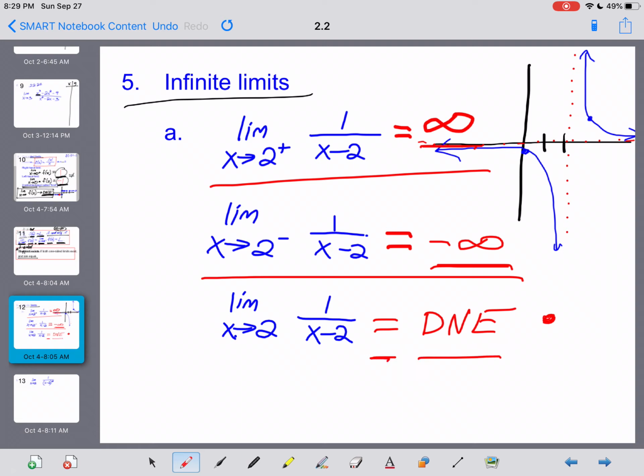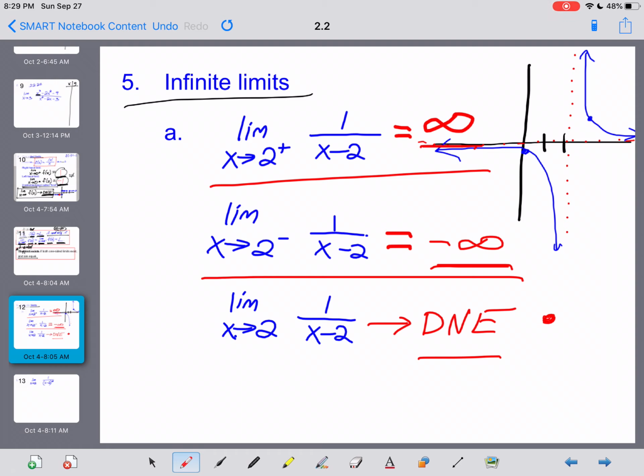By the way, a pet peeve of mine: to say that something equals "does not exist" doesn't make any sense. You can't equal something that isn't there. So probably the better thing to do right here is just to make a sentence out of it, just like this. The limit as x approaches 2 of 1 over x minus 2 does not exist. I'm also a fan of putting an arrow here sometimes too.